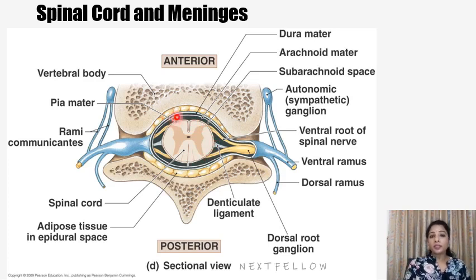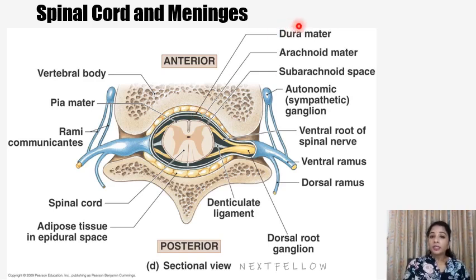Dura mater extends from the foramen magnum till the level of the second sacral vertebra, that is S2 vertebra. Beyond this level, it blends with the periosteum as a thin layer surrounding the filum terminale, and terminates by attaching to the dorsal surface of the coccyx. So that is the extent of dura mater around the spinal cord. I repeat again, the dura mater extends from the foramen magnum till the level of S2, and beyond that it blends with the periosteum as a thin layer and finally terminates by attaching to the dorsal surface of the coccyx.